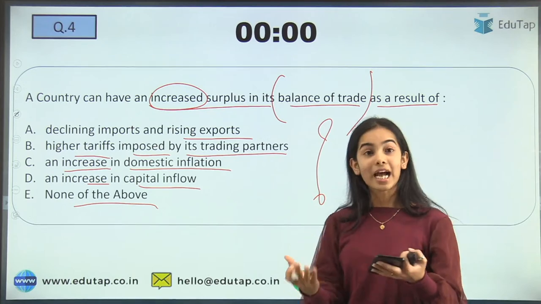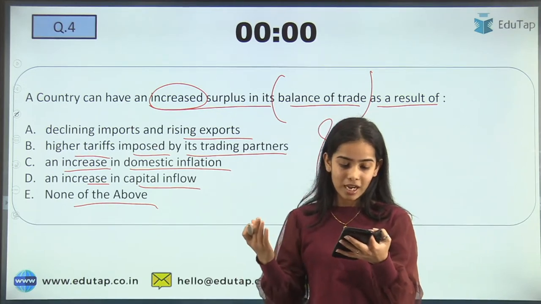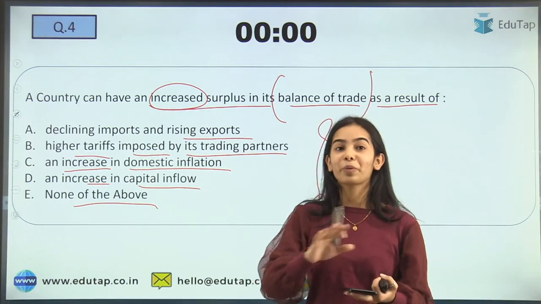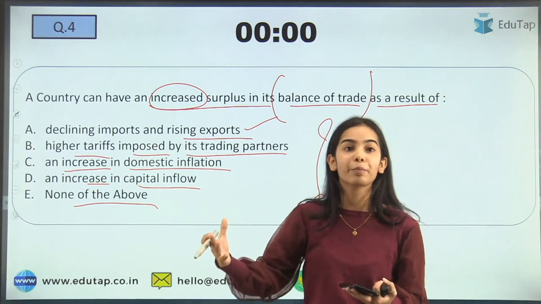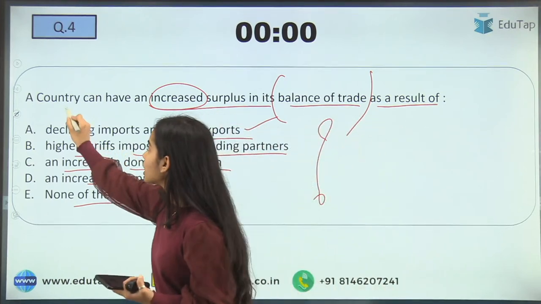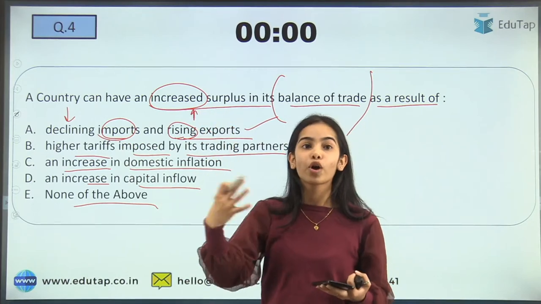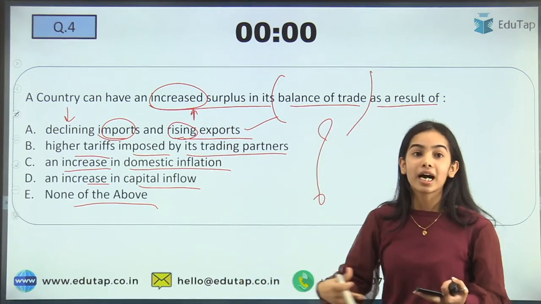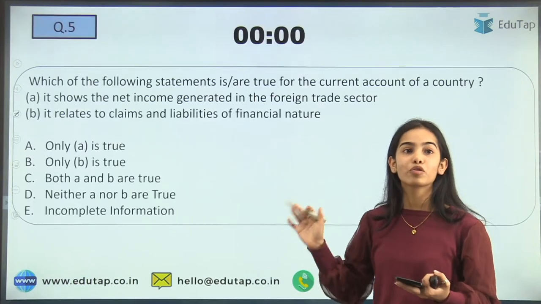Okay, and I've started getting the right answers, and Rishabh, Sanath, Sonia, Nadeem, every one of you is preparing so well, and this is the right answer, because balance of trade deals with exports and imports, and that's why we want a decline in imports and rising exports, so that we earn more foreign currency and we can earn more surplus in our country. Very good, all of you. Now we can move to the next question.